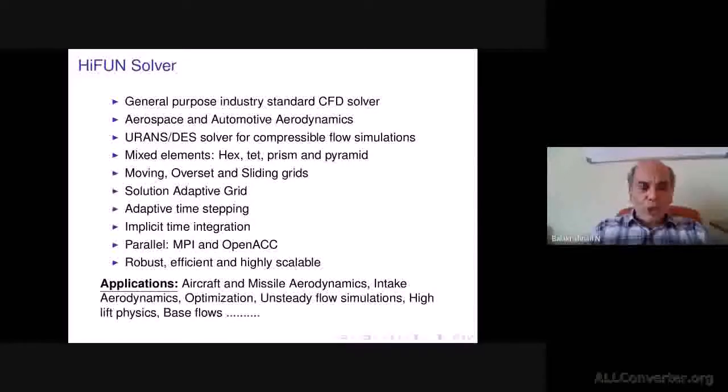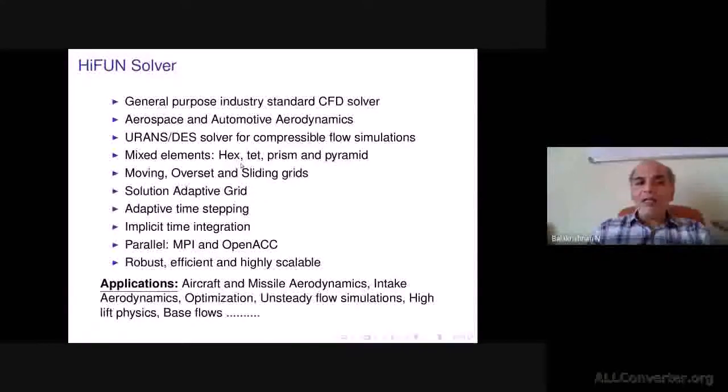Okay, so this solver is meant for aerospace and automotive industries. Okay, and what kind of capabilities does it have? It has URANS and detached eddy simulation capability for compressible flows.